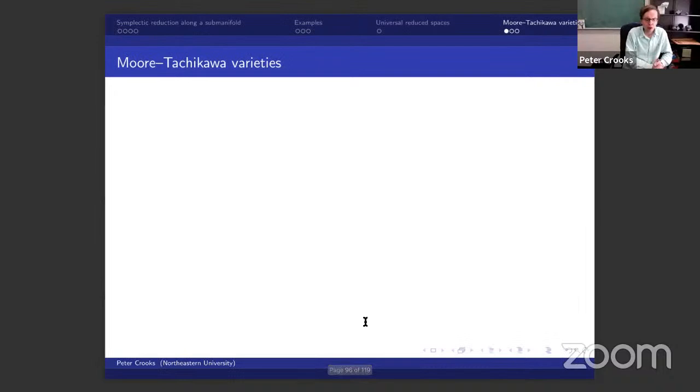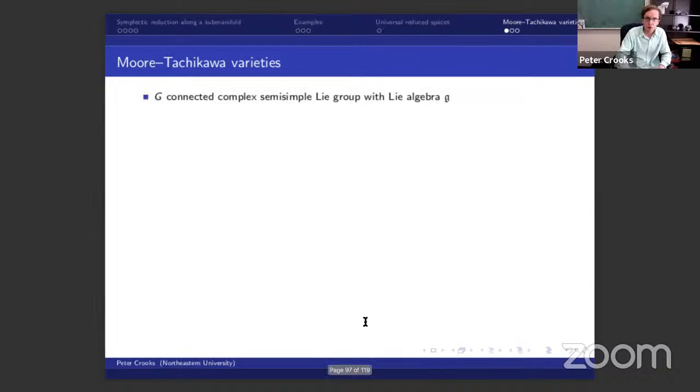All right, so the framework is going to go from the smooth category to the algebro-geometric category right now. And so my group from now on is going to be a connected complex semi-simple Lie group like this. Then I can take the dual of the Lie algebra of that group, and I can look at the map from that dual to the quotient of the dual by the group G. That's called the adjoint quotient.